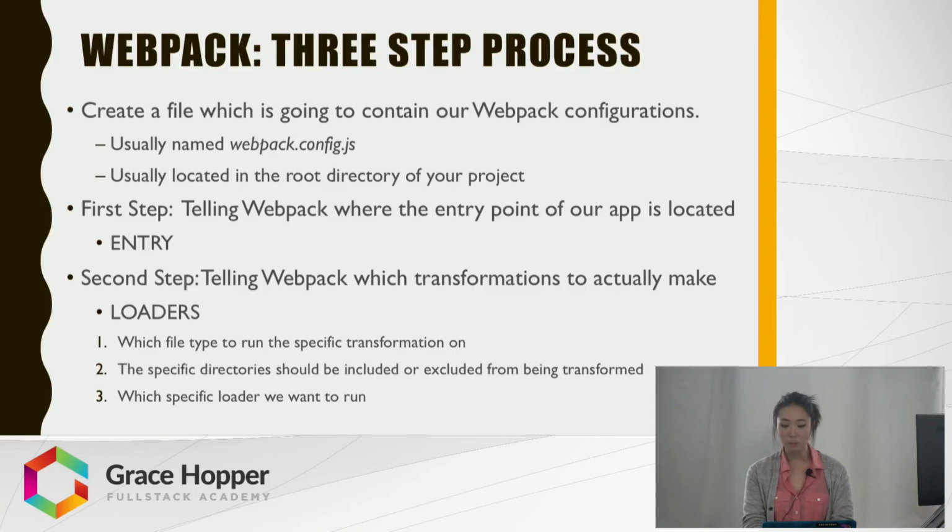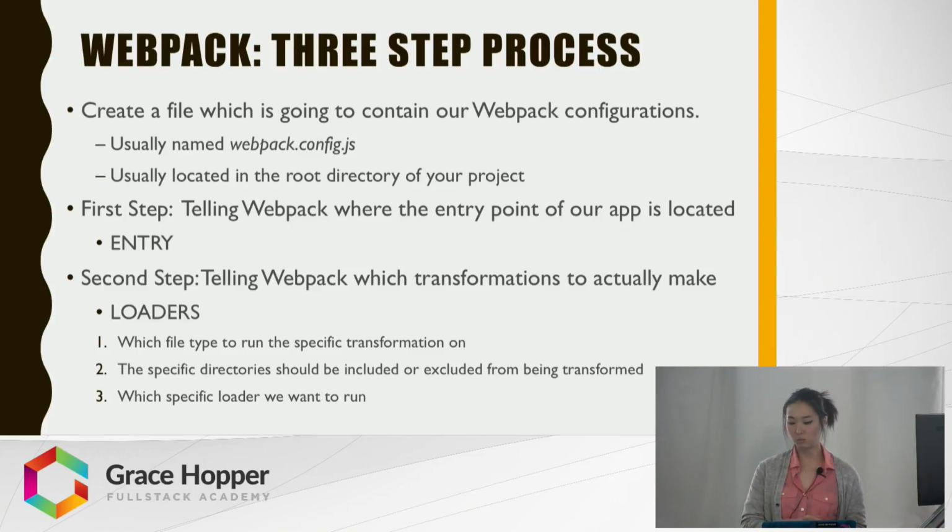The second step is, now that we've told Webpack where to start, we need to tell it which transformations to make exactly. So we'll also make a module property. You'll see in the next slide where a property called loaders will come in handy. Loaders will also be an array, and it is going to be where we put all our different loaders, or transformations, inside. And each loader itself needs three things. You'll notice this pattern that Webpack likes to come in threes.